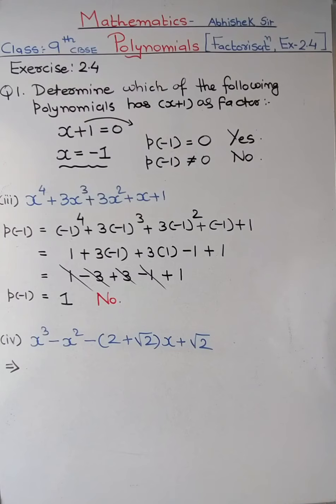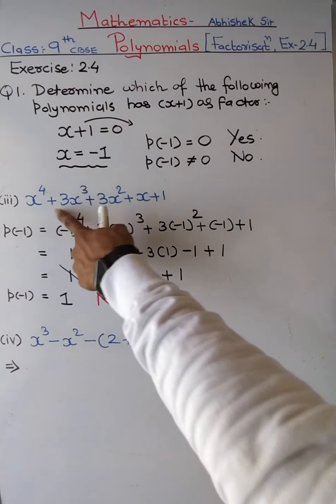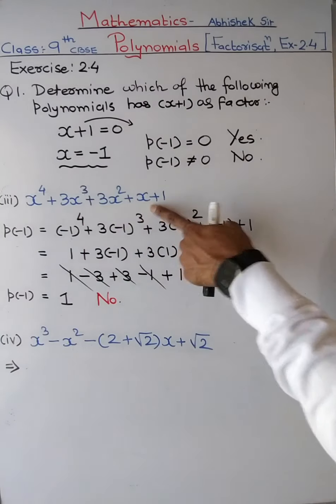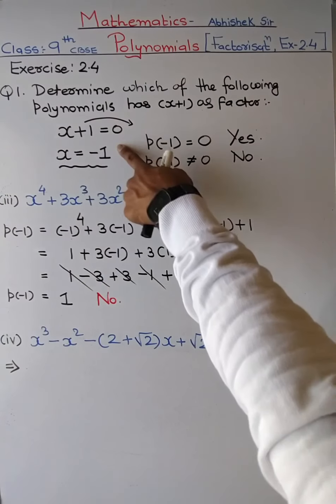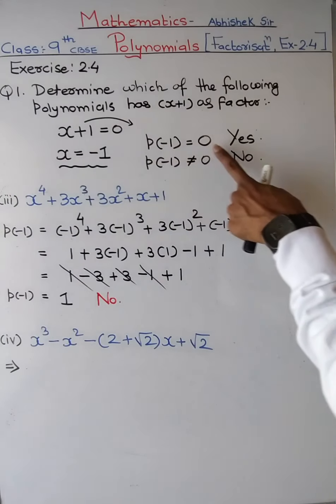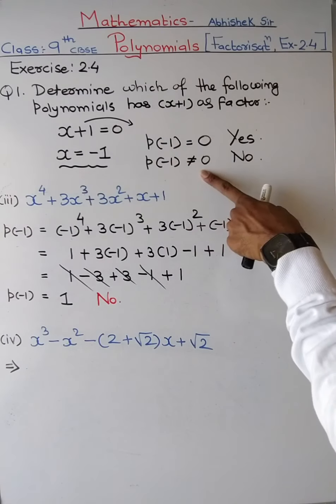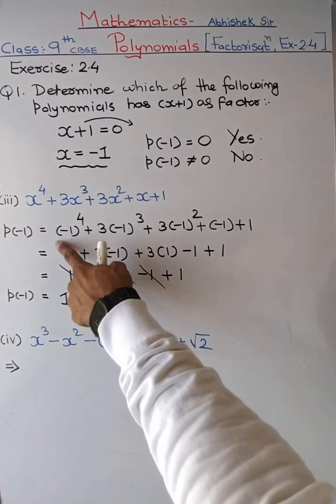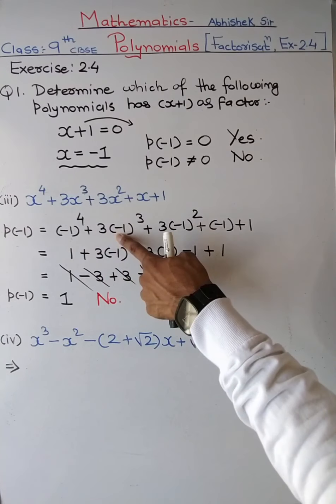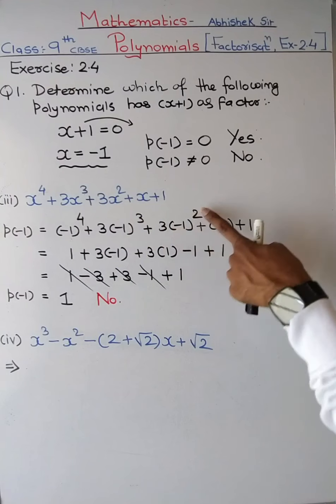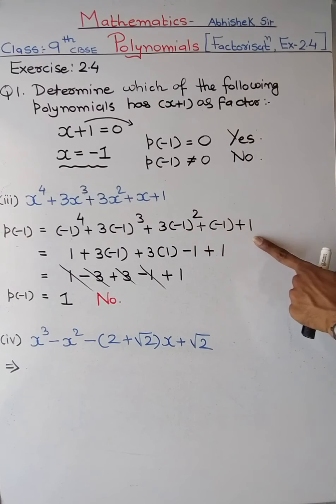So moving on to the next question. Next question is solved for you: x to the 4 plus 3x cube plus 3x square plus x plus 1. Again we will follow the same thing. If p of minus 1 is 0, then yes. If p of minus 1 is not 0, then no. So minus 1 raised to 4, 3 into minus 1 raised to 3, 3 into minus 1 raised to 2, plus minus 1 plus 1.